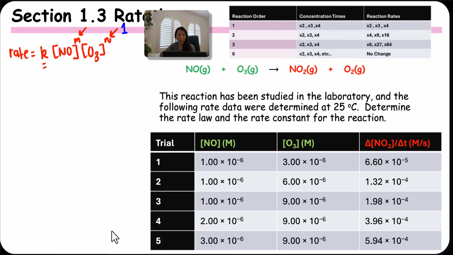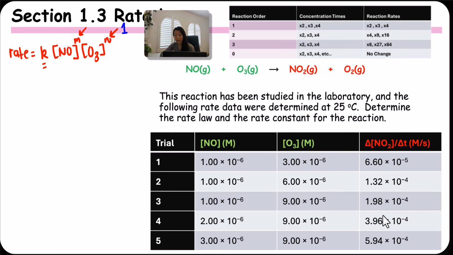What about nitric oxide? We're going to keep ozone the same. So you see trials 3, 4, and 5. Those are constant, whereas nitric oxide has changed. Then we're going to compare the nitric oxide with the reaction rate. Here you see it has doubled, and from trial 3 to 5, it has tripled. Okay, then let's look at the reaction rate. Going from 1.98 to 3.96, that's kind of like 2 to 4.